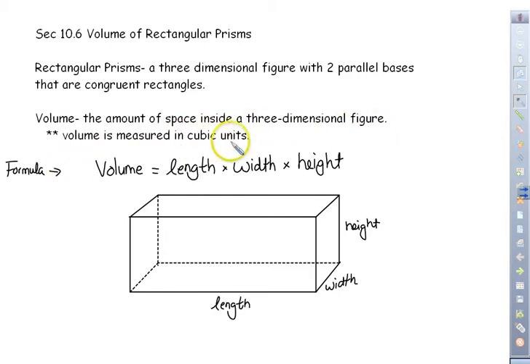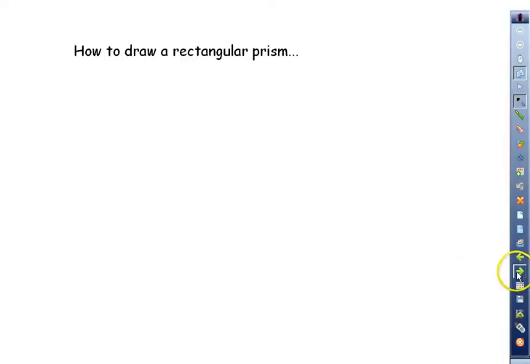Volume is measured in cubic units. Length times width times the height, that is your formula for finding volume. So it's a very simple formula. It's very easy to calculate as well, finding the length, finding the width, and then how tall the actual figure is. We're dealing with the height. So let's use that formula.